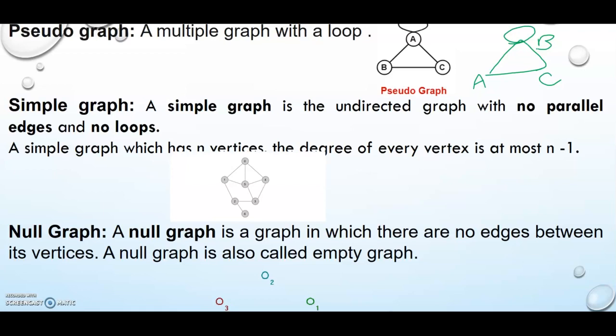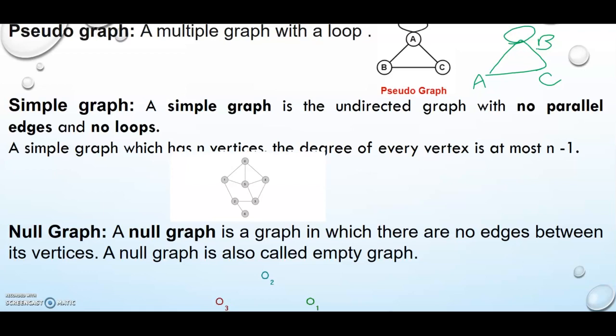A simple graph is an undirected graph. Now see the definition of simple graph: it is an undirected graph with no parallel edges and no loops. A simple graph will just be a diagram, that's all. A simple graph which has n vertices, the degree of every vertex is at most n minus 1. And to know about the degrees, I'll go for the next one.